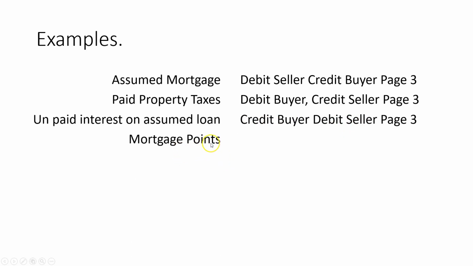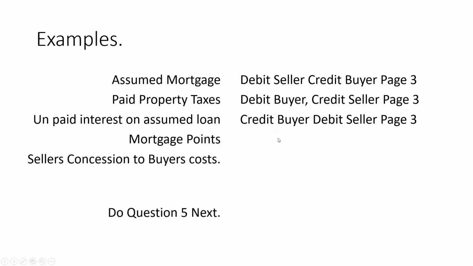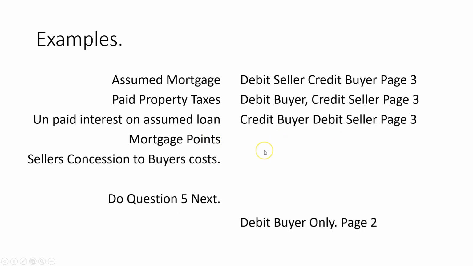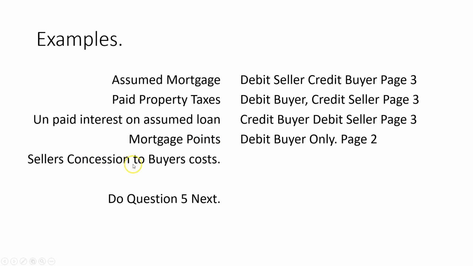Mortgage points. This is simple lender's charge, just like loan origination fees. So it's just going to come out of the buyer's pocket. And we've got a few others here as well. Sorry, I missed that one. Seller's concession to buyer's costs. In other words, the seller's going to hand over some of the money that they're receiving from the purchase back to the buyer to pay for some of the buyer's costs. So therefore, it's going to come out of the seller into the buyer.